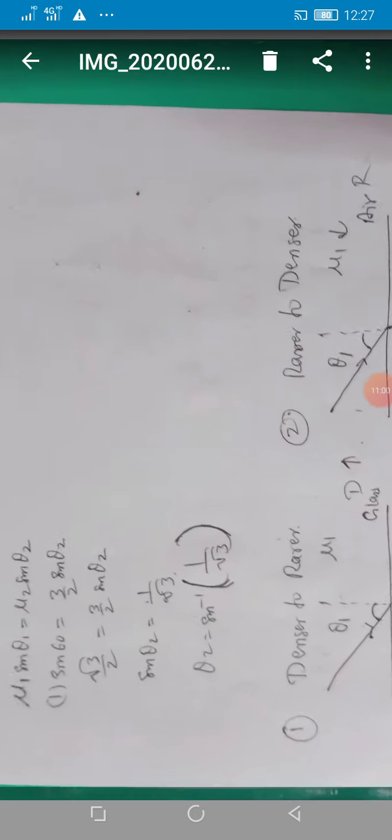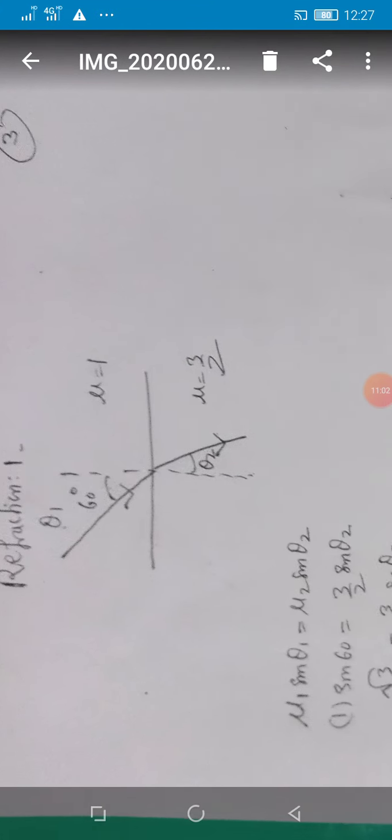Now I will solve some numericals, student, to make the concept more clear. See, student, I have taken a problem here. First medium, second medium, can you see it? Mu1 I have written 1, mu2 is 3 by 2. Angle of incidence is 60 degrees and I have to find out the angle theta 2. So simply I will apply Snell's law, student. Mu1 sin theta 1 and mu2 sin theta 2, the product will be the same. Mu1 is given as 1, mu2 is 3 by 2. You solve it, you will get the value of theta.